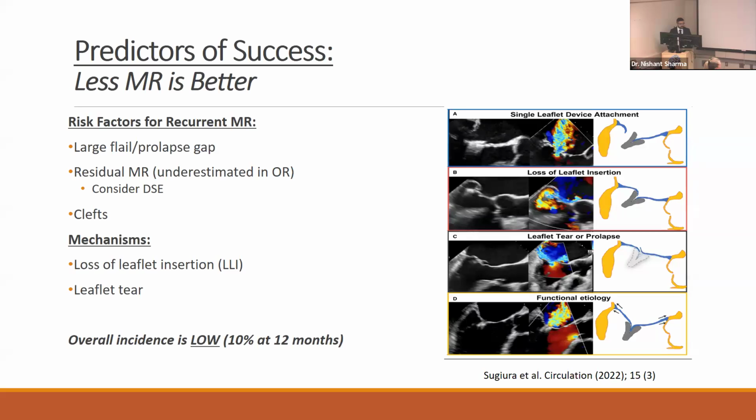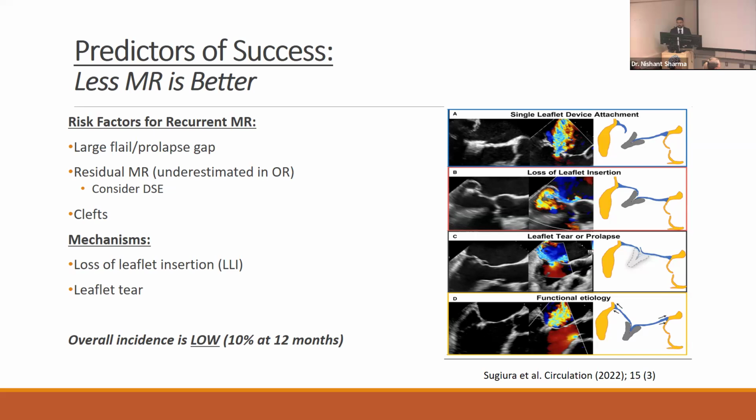The mechanisms of residual MR, when it relates to the device specifically, are outlined on the right here. So you get single leaflet device attachment, where the device is still attached to one leaflet and not to the other. Loss of leaflet insertion, where both are inserted, but they have migrated away from that crux area, like I was mentioning before. You can get actual mechanical damage to the leaflets with tearing or prolapse. And then there's functional etiology.